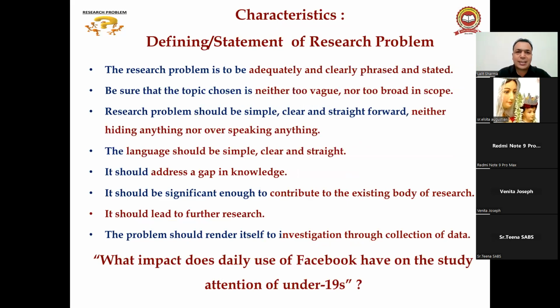Next, what are the characteristics of the statement of the research problem? Defining the research problem, or the statement of the research problem. Number one, the research problem is to be adequately and clearly phrased and stated. Be sure that the topic chosen is neither too vague nor too broad in scope. The research problem should be simple, clear, and straightforward, neither hiding anything nor overstating anything. The language should be simple, clear, and straight.